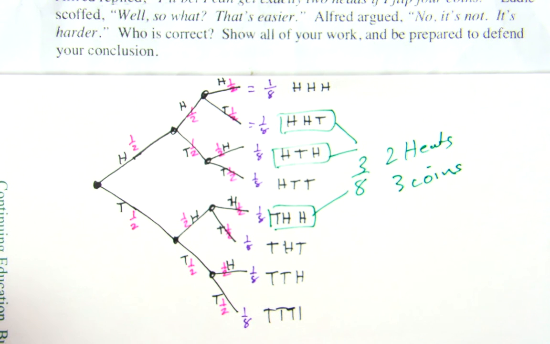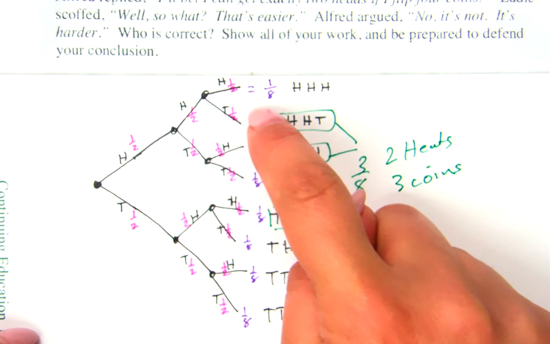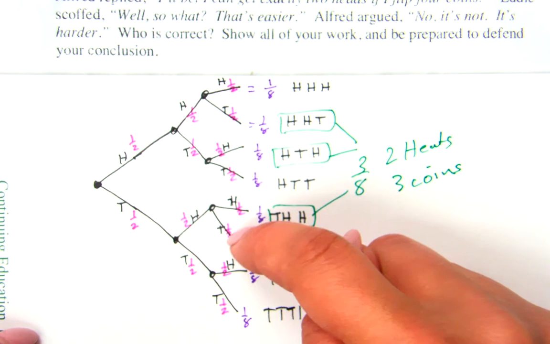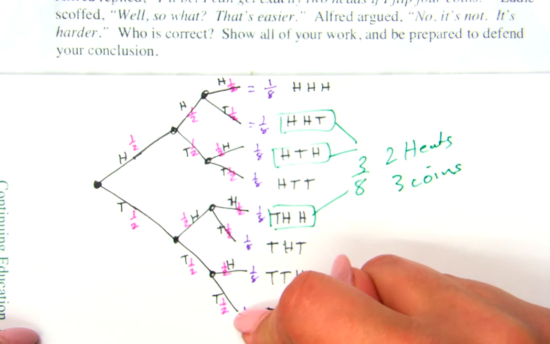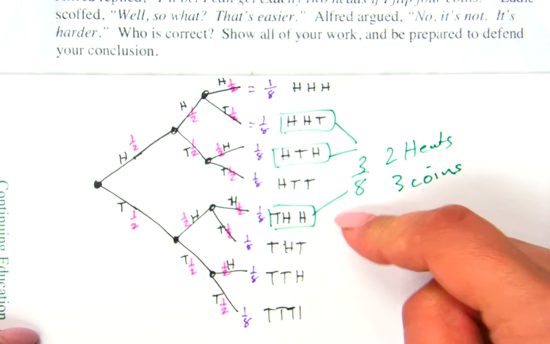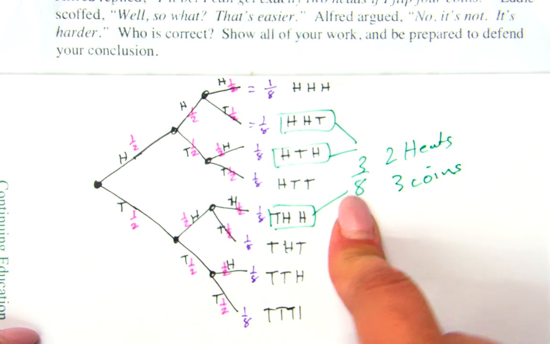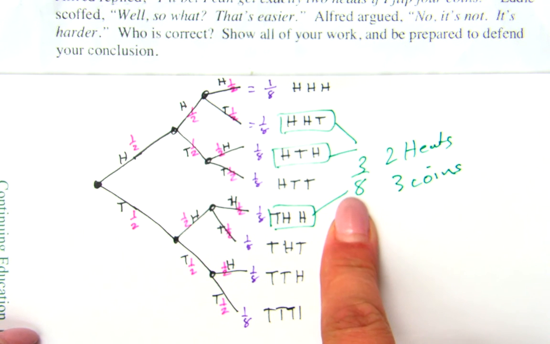Okay, and now you basically need to do the same thing again, but this time with 4 coins. So you're going to have more branches branching off from each of the little tiny branches over here, and then see if it comes out to more than 3/8 or less than 3/8, and see which one is actually harder to do. Okay, that was number 29.